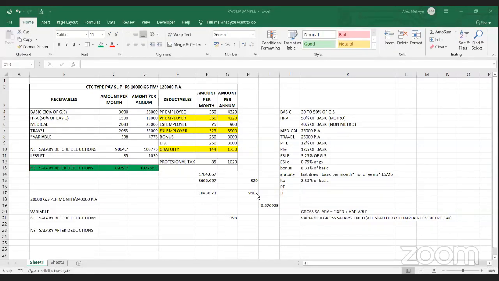I think Savita ma'am has raised her hand, I guess. Dr. Savita ma'am, you can unmute. Hello. Yeah, ma'am, you can ask your query.